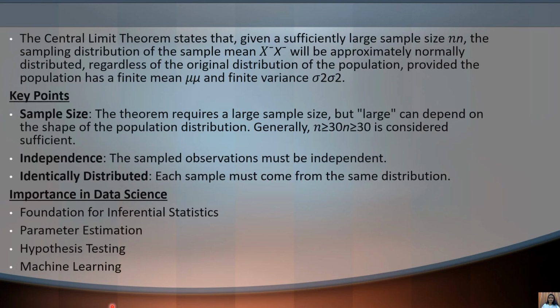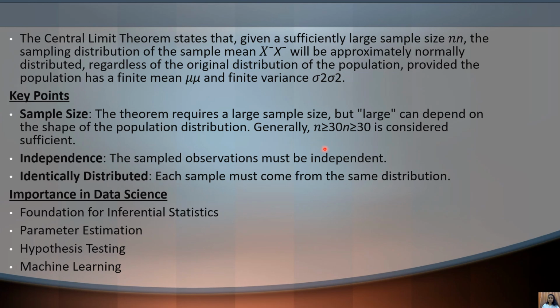The central limit theorem states that given a sufficiently large sample size n, the sampling distribution of the sample means x-bar will be approximately normally distributed regardless of the original distribution of the population, provided the population has a finite mean mu and a finite variance, that is sigma square. Here are the key points of the central limit theorem. The first is sample size, which means the theorem requires a large sample size, but large can depend on the shape of the population distribution.